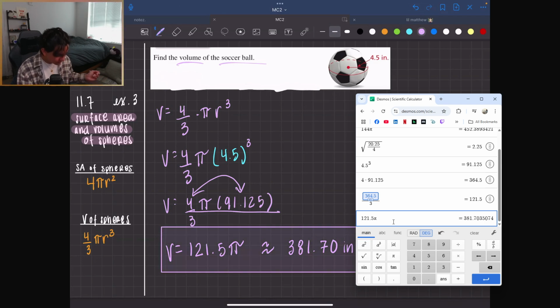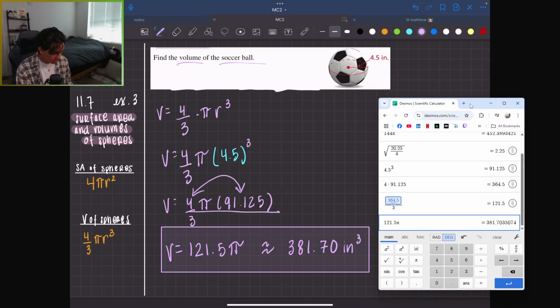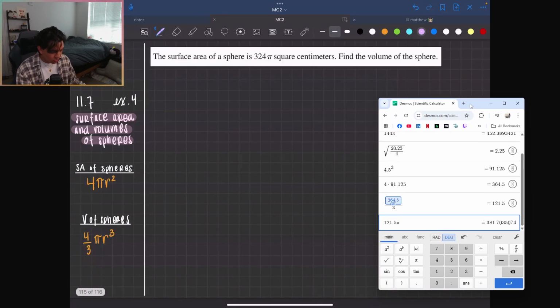Coolness. So that's just finding the volume of the soccer ball. Let's go do another. So the surface area of a sphere is 324 pi square centimeters. Find the volume of the sphere.